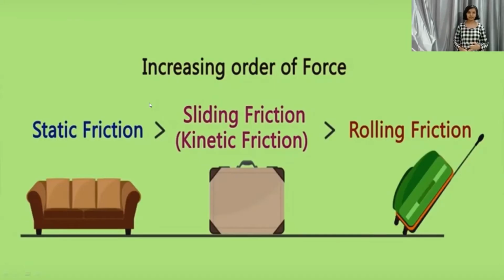Static friction, sliding friction, and rolling friction can be observed in solid mediums. Static friction is the greatest and rolling friction is the lowest. Static friction is greater than sliding friction and sliding friction is greater than rolling friction. So when we are moving an object, we need to apply the highest amount of force in static friction, slightly less force in sliding friction, and the least amount of force in rolling friction.